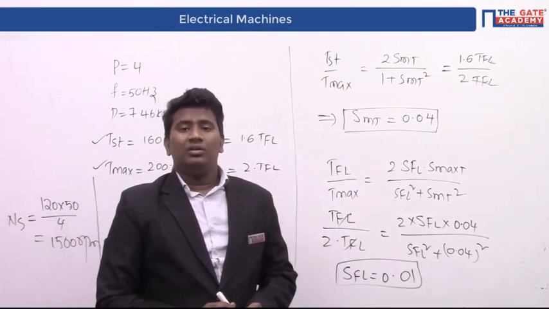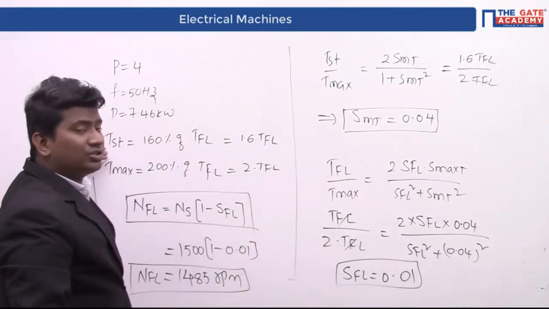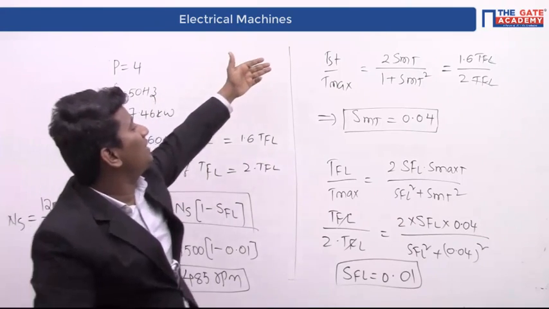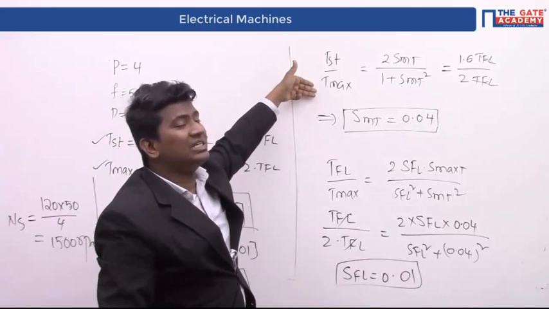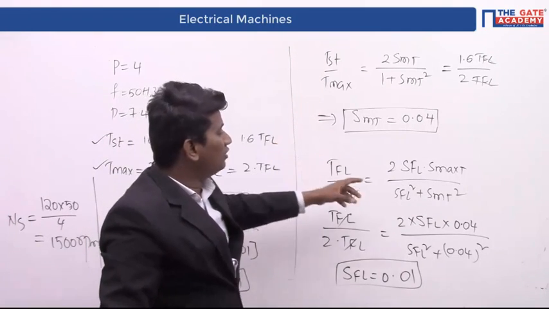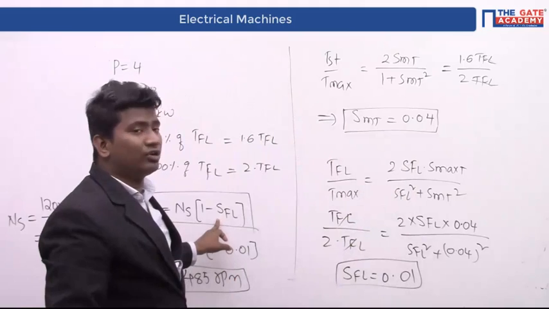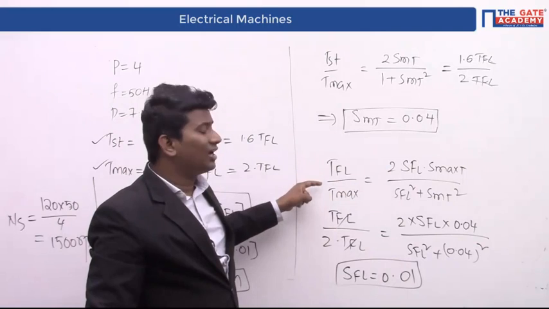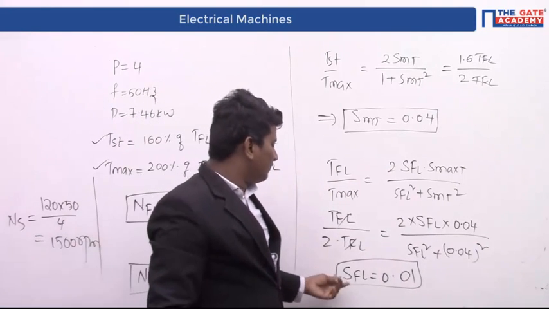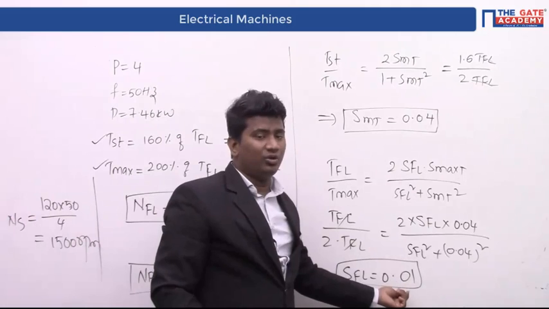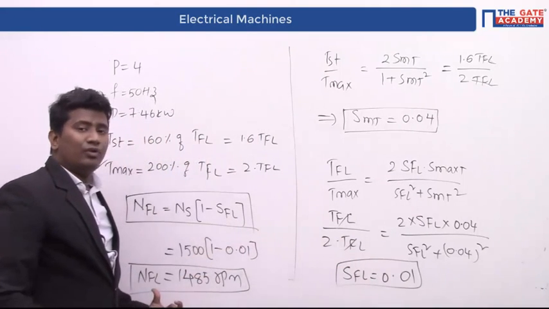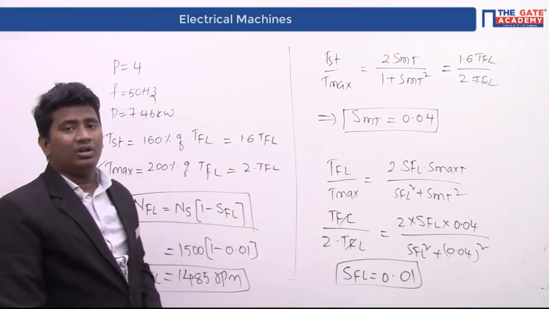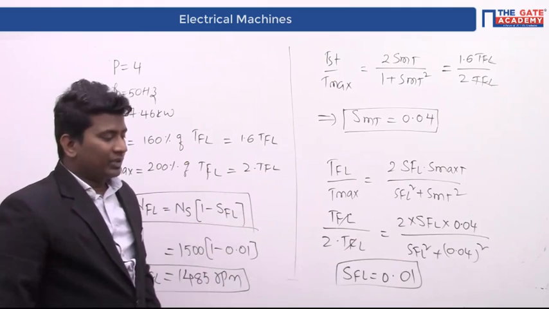How to solve this question? First of all, they have given the data belonging to starting torque and full load torque, maximum torque and full load torque. As we know the relationship between starting torque and maximum torque, why do we have to consider this relation? Because if you want to know full load speed, you require full load slip. How to get that full load slip? If you know the relationship between full load torque and the maximum torque, then we can directly find the full load slip is equal to 0.01. If you substitute in this, you will get the full load speed as 1485 RPM. This is one of the important models which they are asking frequently in the GATE.